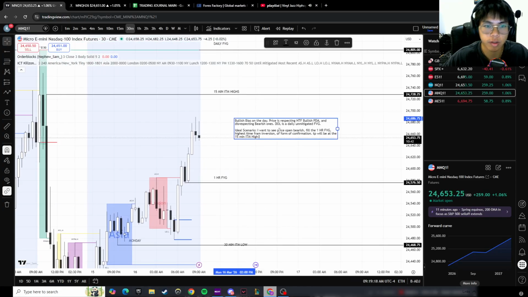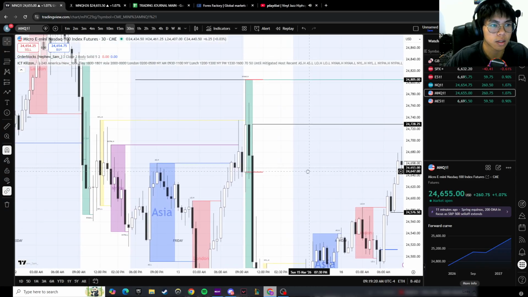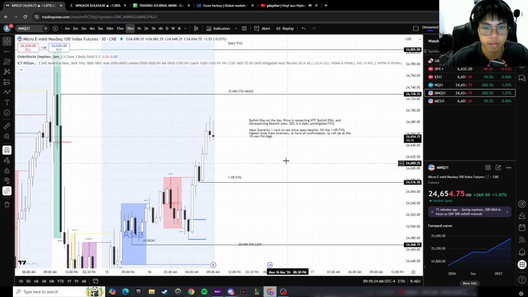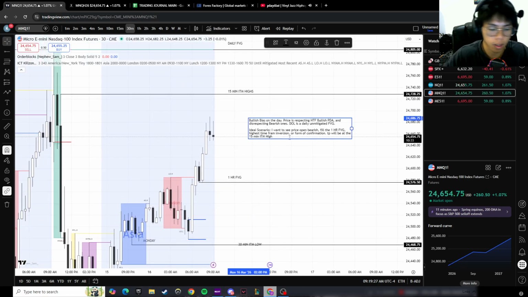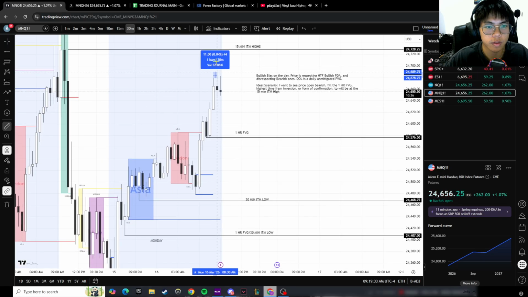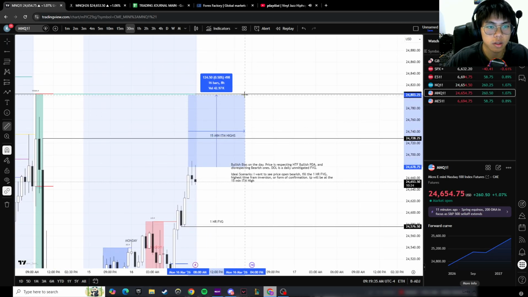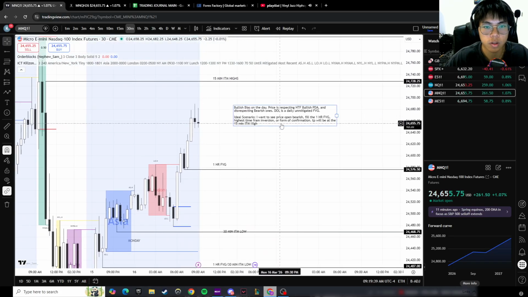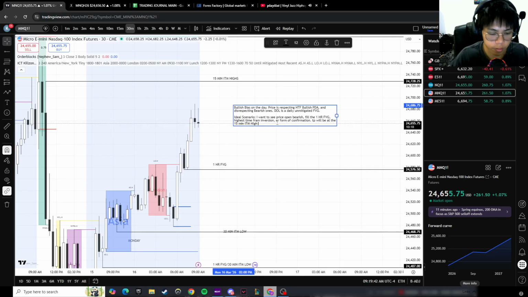We'll do another scenario here. So our main draw is this daily fair value gap. Shift, click on the chart, shift, click on the chart. This is 100 points away. So, another scenario.